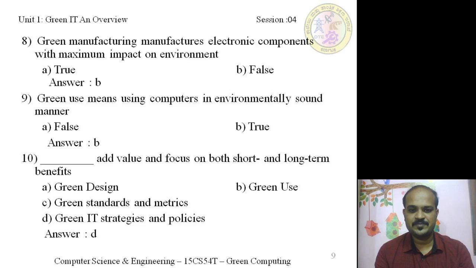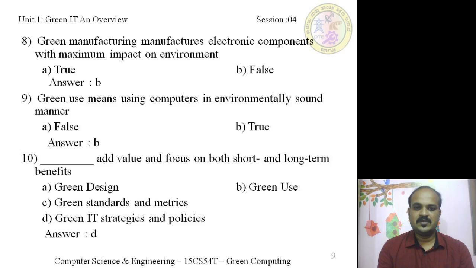Next, 10th question. Dash add value and focus on both short and long term benefits. The options given are green design, green use, green standards and metrics, green IT strategies and policies. The correct answer is given in option D, green IT strategies and policies, because those are the ones which actually add value and focus on both short and long term benefits. So the correct answer is option D.